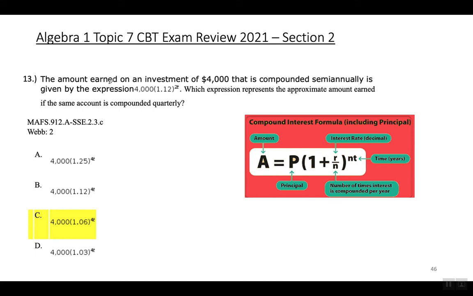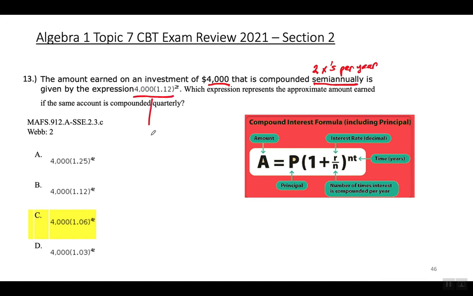It says here the amount earned on an investment of $4,000, that's the principal, or the initial amount, that is compounded semi-annually. Semi-annually means two times per year. Semi-annually quiere decir dos veces por año. Is given by this expression.